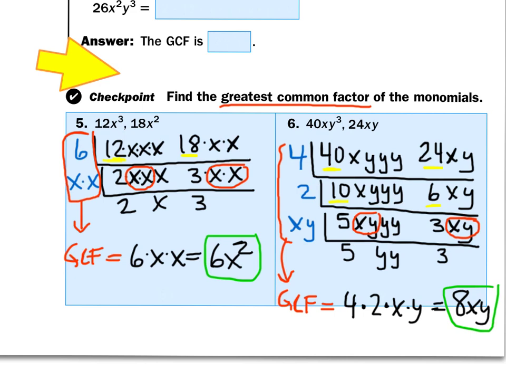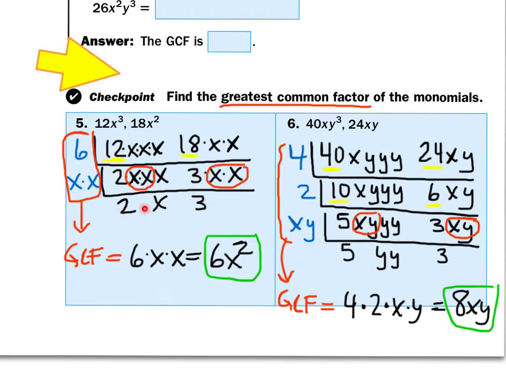And now just double check the numbers. The 2 and the 3, you know you're done because the only thing that goes into them is 1. So you can start looking at what matches as far as the variables go. And see how they both have 2 x's in common? So I circled the two x's that they have in common, and I brought that outside. X times x is what matches. And then look at what I brought down. I let the 2 come straight down, I let the x come straight down, and the 3 came straight down.